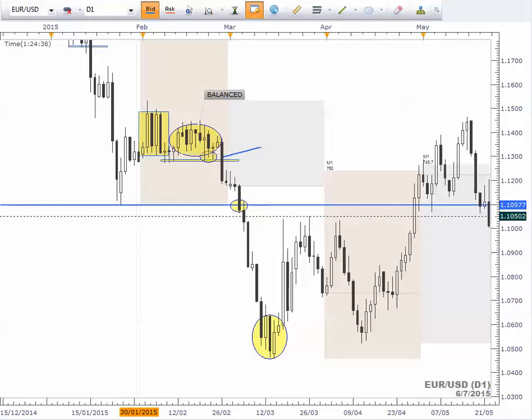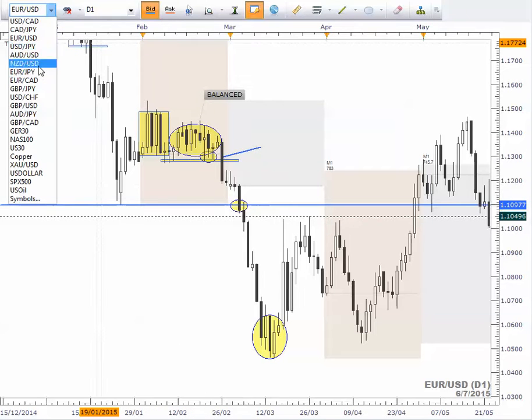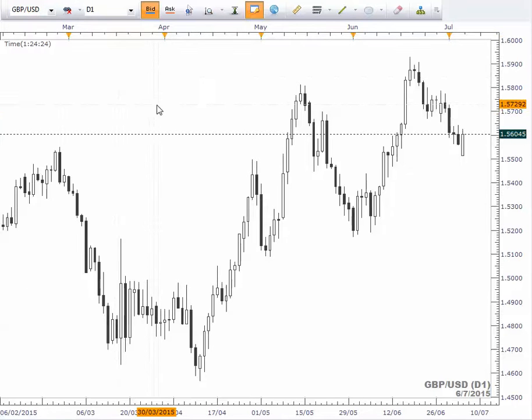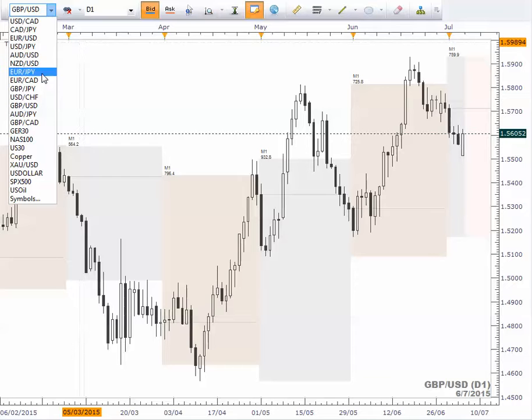I just believe in this so much, and that it works. It works. So it doesn't matter. You could trade anything, and this thing works. I'm going to switch here to GBP USD. Let me do a cross. I could switch here to AUD JPY.